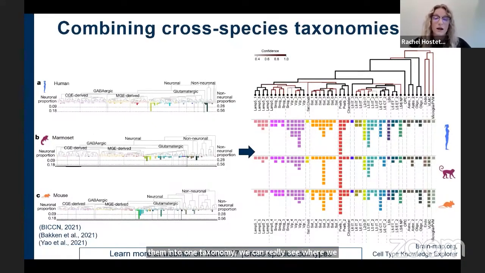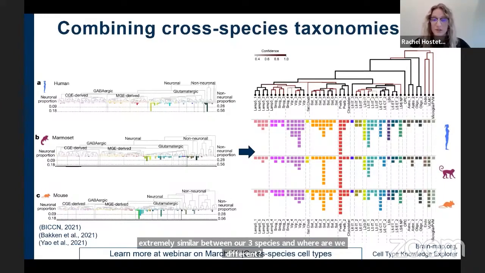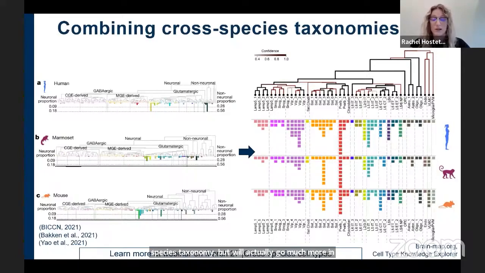And I'm just briefly discussing this cross-species taxonomy, but we'll actually go much more in depth into cross-species research and cross-species taxonomies, specifically on March 27th.